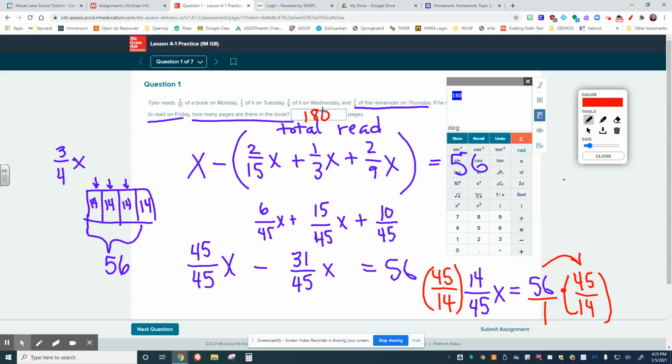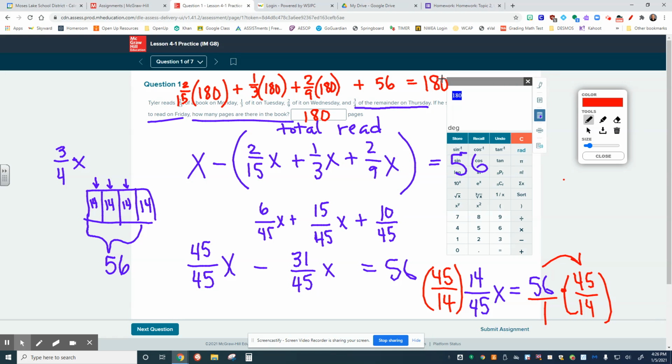I know you're hoping I'm right, and I know you're saying you better be right, Quilter, because that was a lot of work. But I want you to double check it by looking at it like this and saying 2/15 of 180 plus 1/3 of 180 plus 2/9 from Wednesday of 180 and 3/4 of the remainder on Thursday. We figured out that Thursday and Friday was 56 pages. So we better make sure that all of this adds up to a total of 180 pages.